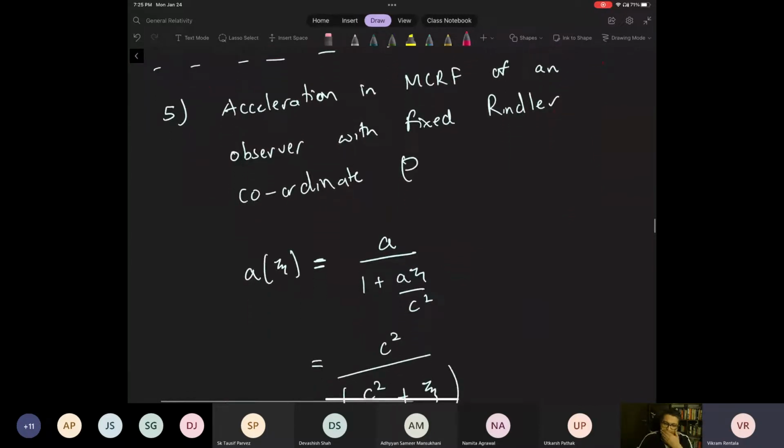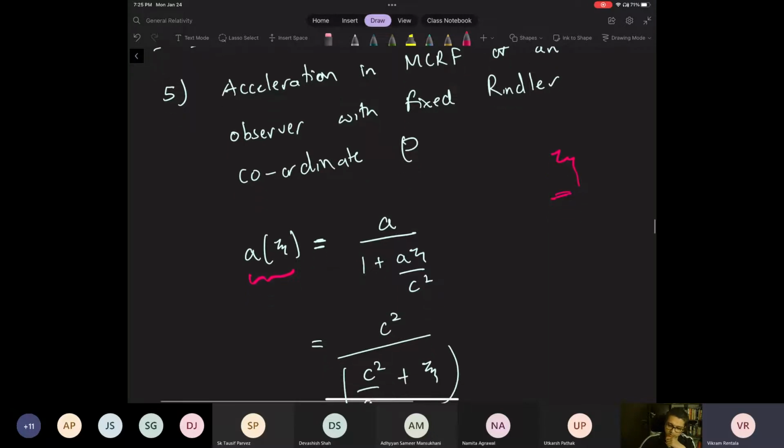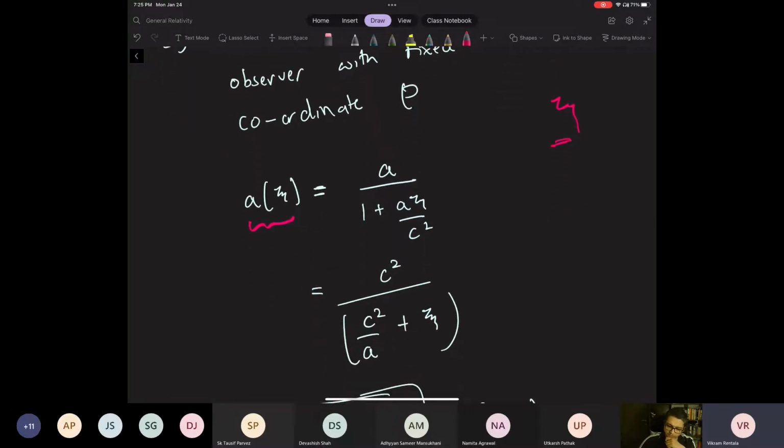Now the other thing is, as we discussed earlier, when we wrote the Rindler coordinates in terms of this quantity xi, we saw that A of xi, the acceleration of the xith Rindler observer, was a over 1 plus a xi over c squared. You might have to refer to the older notes. If I bring the c squared to the numerator, I can write this as c squared over (c squared over a plus xi).